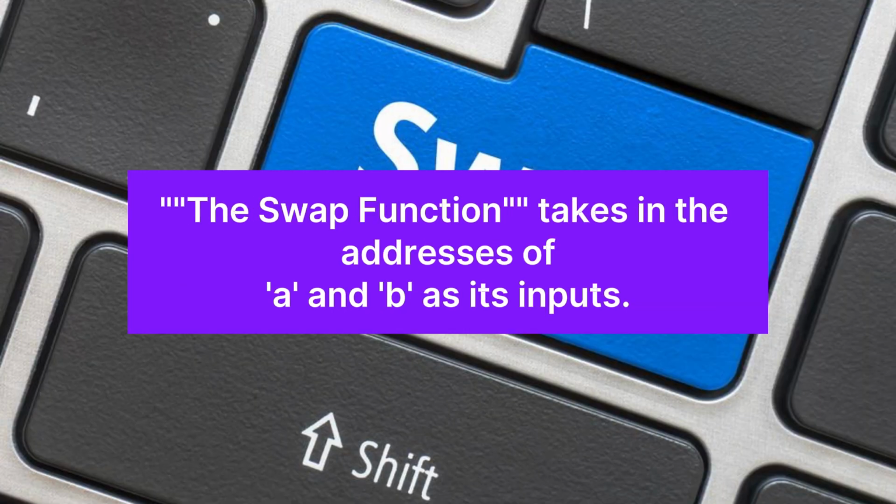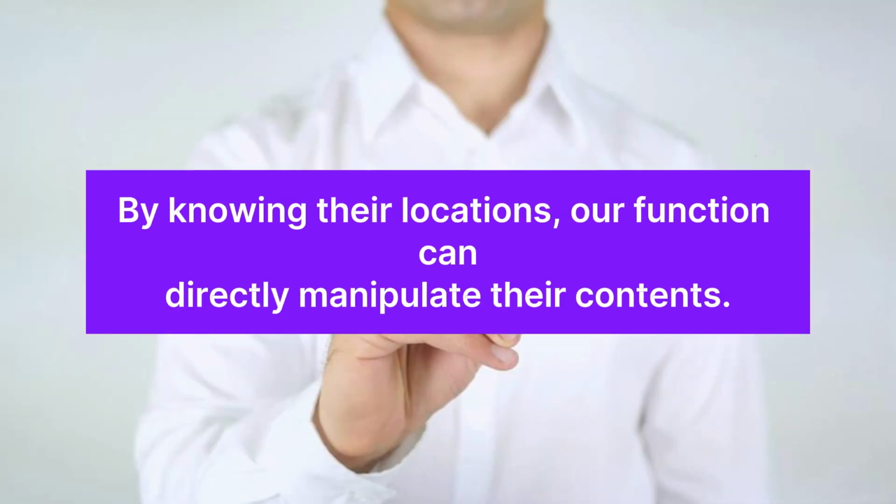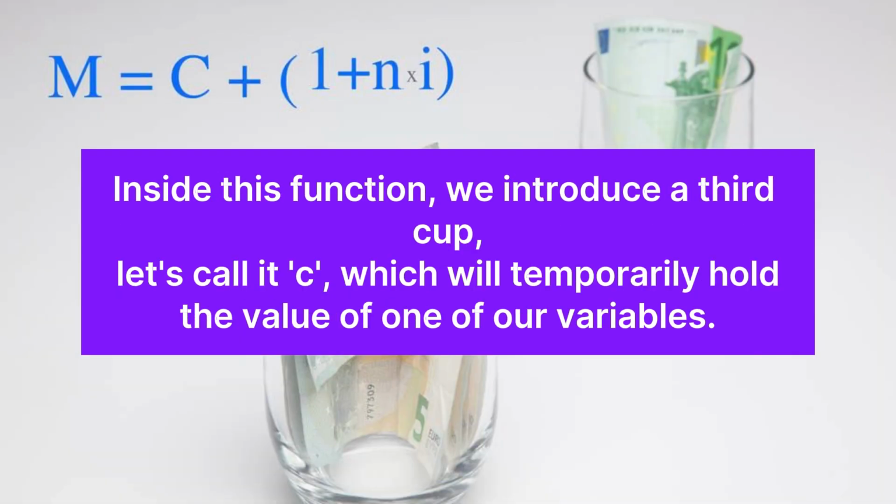The swap function takes in the addresses of A and B as its inputs. Think of these addresses as the exact locations of our cups in a vast room. By knowing their locations, our function can directly manipulate their contents. Inside this function, we introduce a third cup. Let's call it C, which will temporarily hold the value of one of our variables.